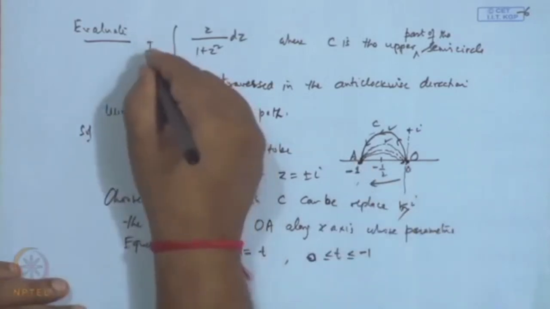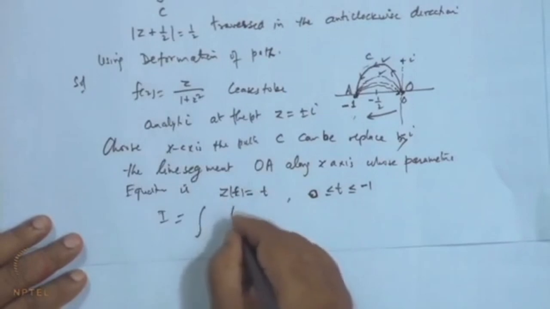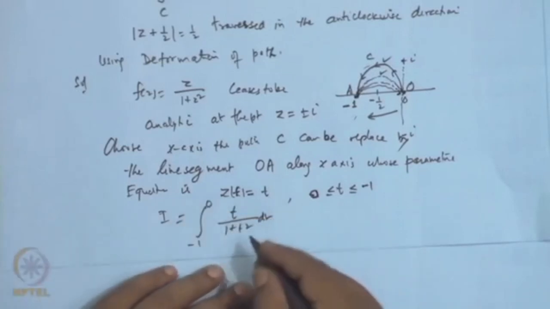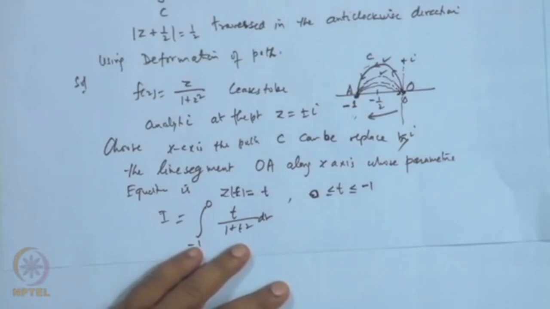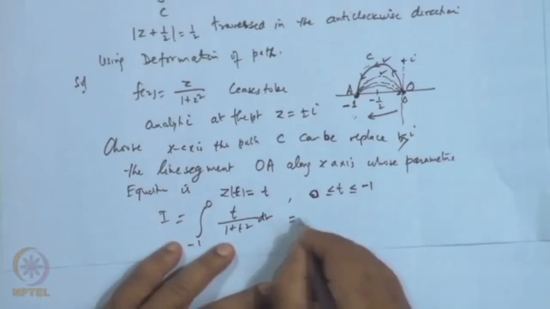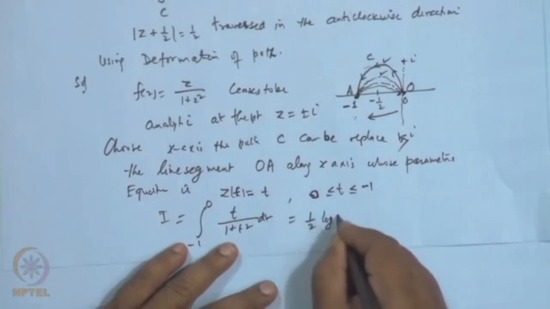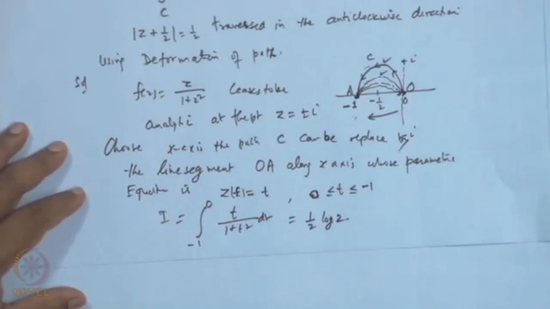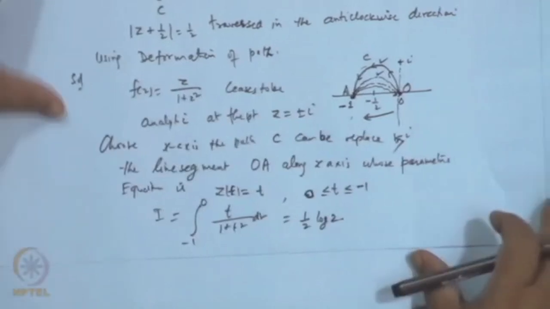So, this integral I reduces to the integral with z equal to t: t over 1 plus t square dt, from 0 to minus 1. Okay? And this can be easily integrated, by putting 1 plus t square equal to u, and we get this value to be half log 2. So, by using the deformation of the path, one can easily get the integral, or one can change the path of integration suitably and get the result. Okay. Now, let us take a few other examples, evaluated using the Cauchy theorem for multiply connected domains. Okay.